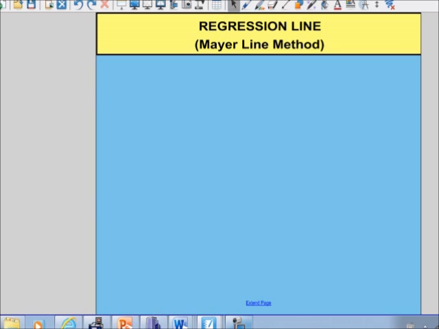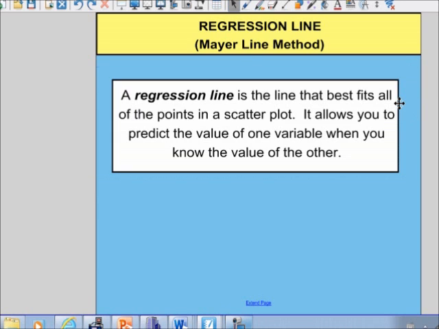Alright, we're going to take a look at how you can find a regression line in this video. We're going to focus on the Mayer line method. There are a couple of other methods out there that we'll look at as well in other videos. So first off, a regression line is a line that best fits all of the points in a scatter plot.